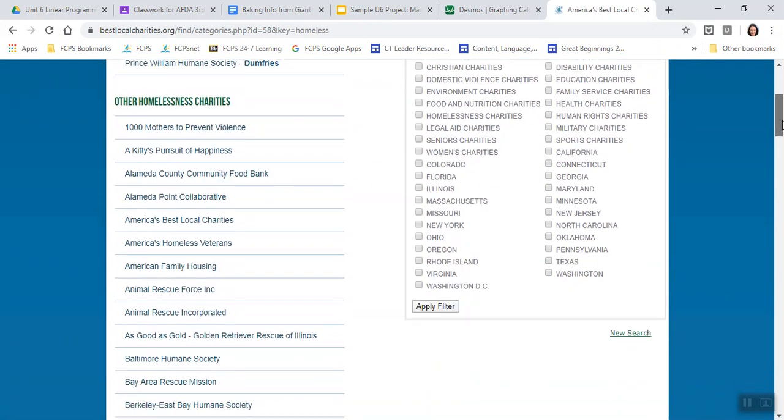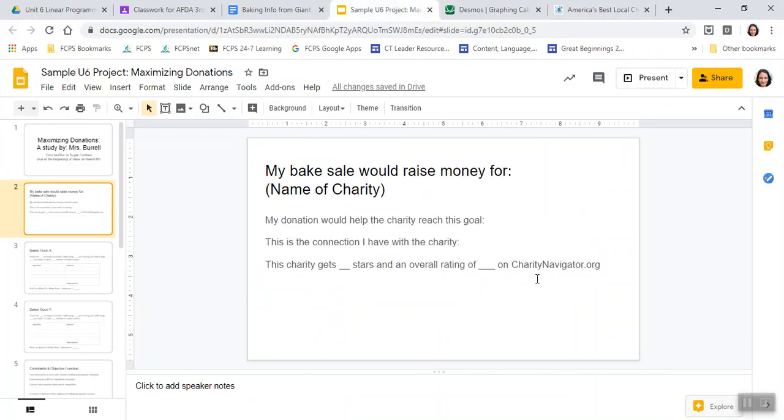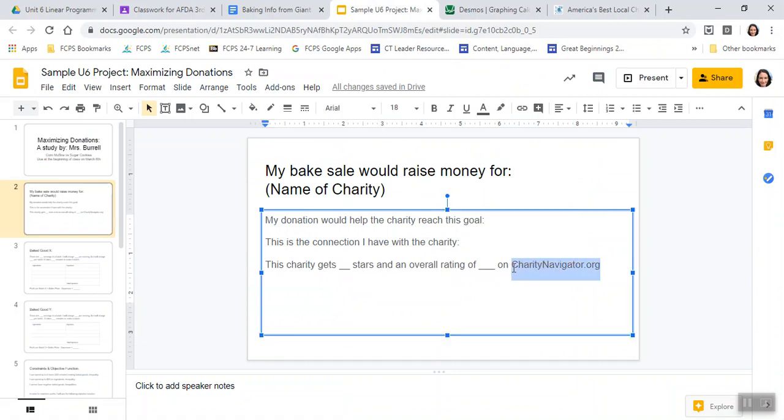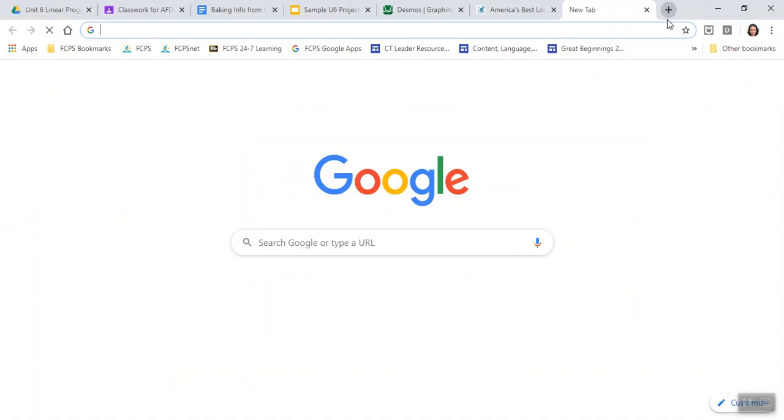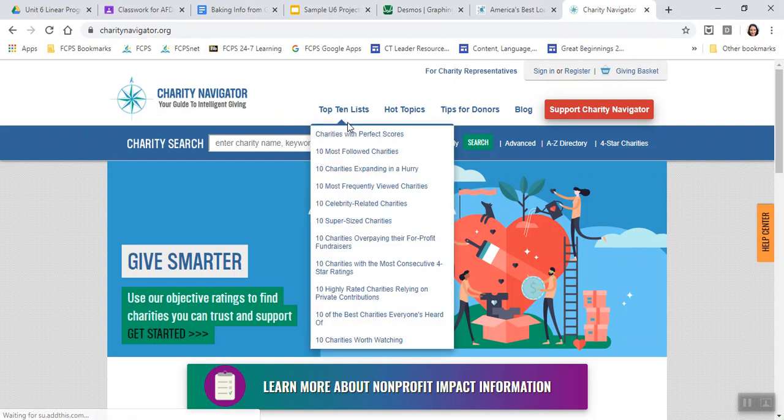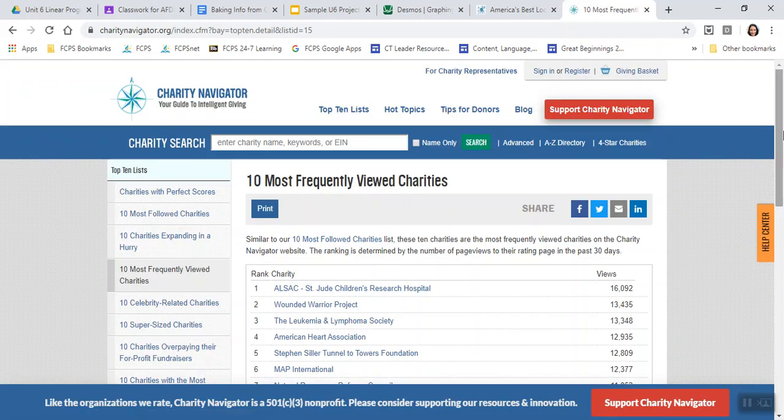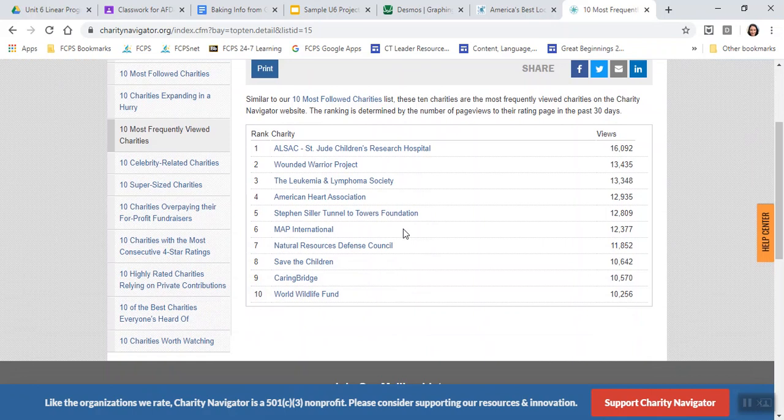So here's an interesting list. You could choose any of these. Another way you could do it, going back to the project, is I give you this website, charitynavigator.org. So you could highlight that and Google that. Okay, so here again, you could look at these top 10 lists maybe. Followed charities, celebrity-related charities, supersized charities, most frequently viewed charities. These are good things to look at too. Okay, and you can look.